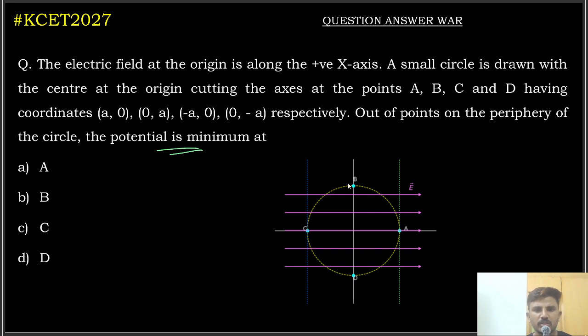There are 4 points given, and the electric field is given. So potential at A, potential at B, potential at C, potential at D. The minimum will be at A, because in the direction of the electric field, potential decreases. B and D will have the same potential. C will be maximum because it is the starting point. At A potential will be less. They're asking you to mention at which point potential is minimum. So option A is correct.